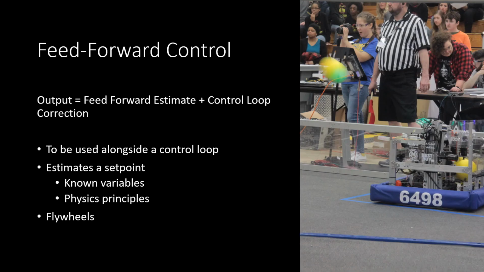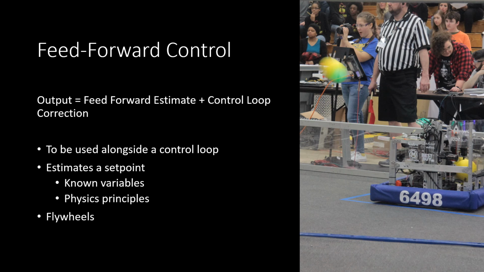Next is what's called feed-forward control. This is where we combine an estimated output value and have the control loop correct for the rest. Feed-forward is where we estimate the set point using known variables about the robot and physics principles. So using formulas, we can account for things like gravity and stuff like that. However, what we can't account for is things like friction and maybe even hitting into another robot. That's where the control loop will correct for the rest.